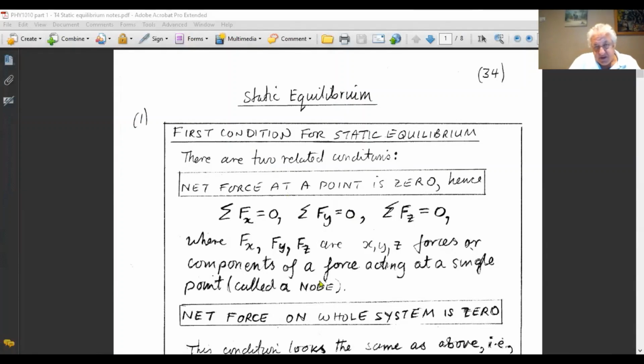The first condition comes in two forms. There are two related conditions. Net force at a point is zero, hence the forces or components of forces in the x direction are zero. The sum of all the y forces or y components of a force are zero. The sum of the Fz forces or Fz components of a force are also zero. These are all applied at a single point. I'll be showing you this on the whiteboard in more detail.